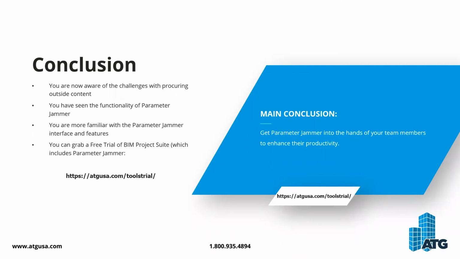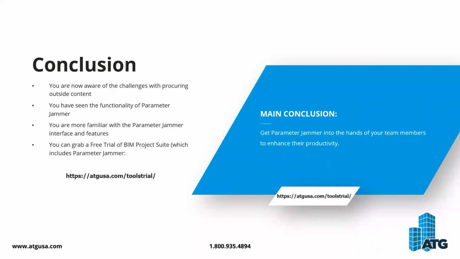So just wrapping up, you are now aware of the challenges with procuring outside content. It does not behave in your schedules or tagging, or if you're using shared parameters to do filtering. It kind of breaks all three of those workflows when people go and find other content, not just architecturally. MEP benefits quite a bit from this kind of tool as well. I'm a dirty architect, so that's the example that I've shown you here, though.